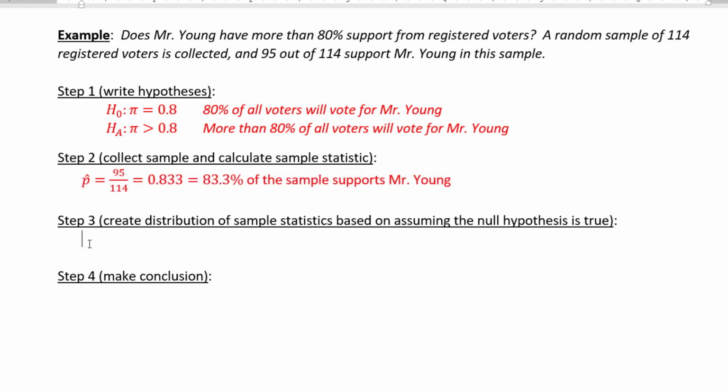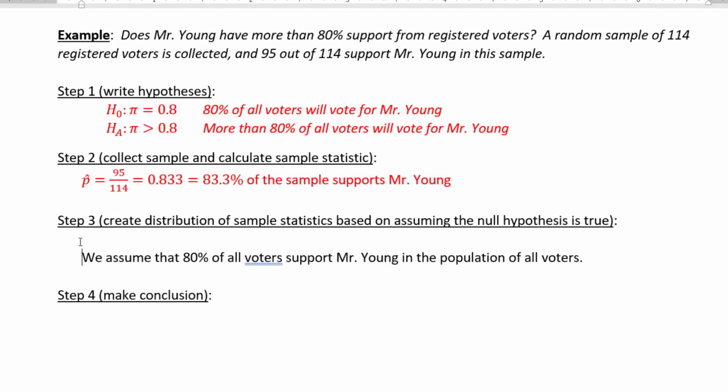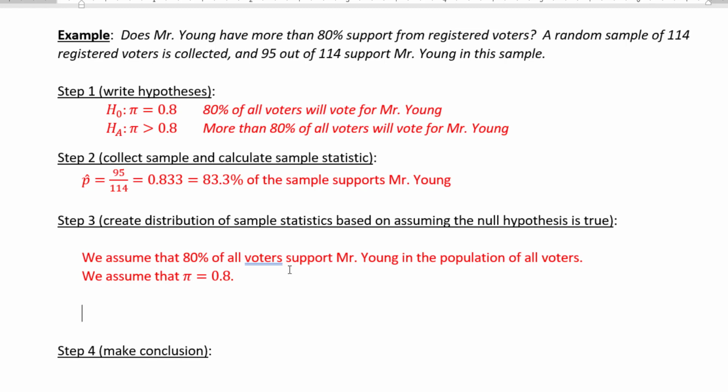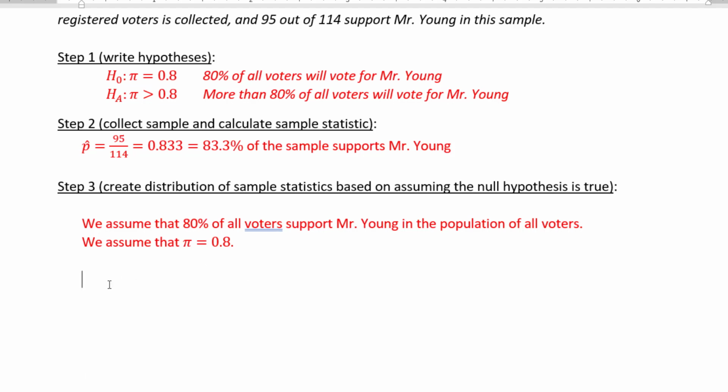Step 3 says we should create a distribution of sample statistics based on the idea that we assume the null hypothesis is true. So our first step here is that we assume that 80% of all voters support Mr. Young in the population of all voters. In other words, we assume that pi is equal to 0.8. We don't actually know if that's true or not, remember. We're just making a guess. We're making an assumption. Now that we've made that assumption, we'll now build a distribution of simulated sample statistics based on that assumption.